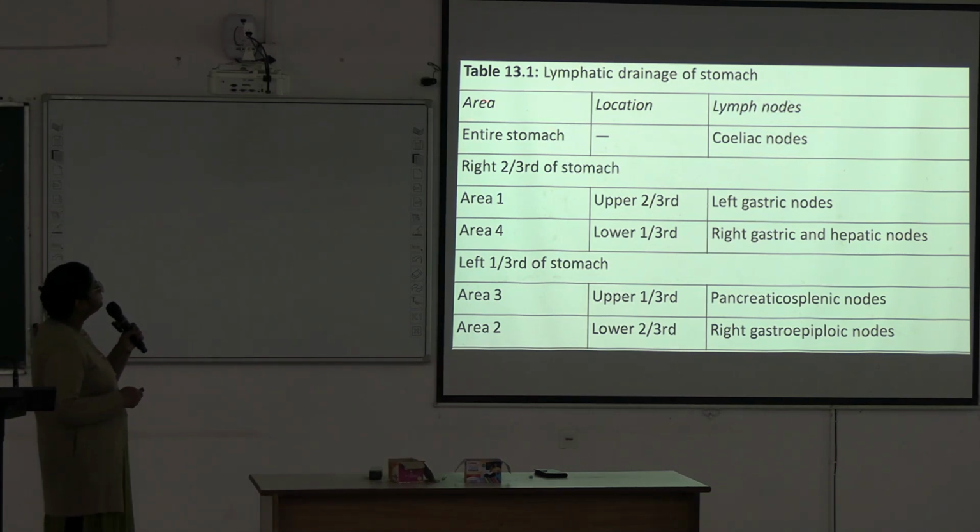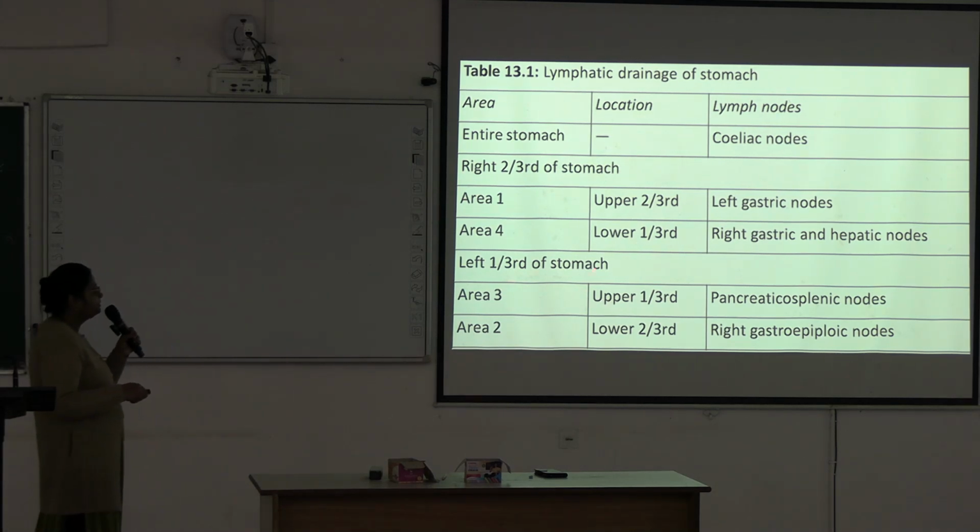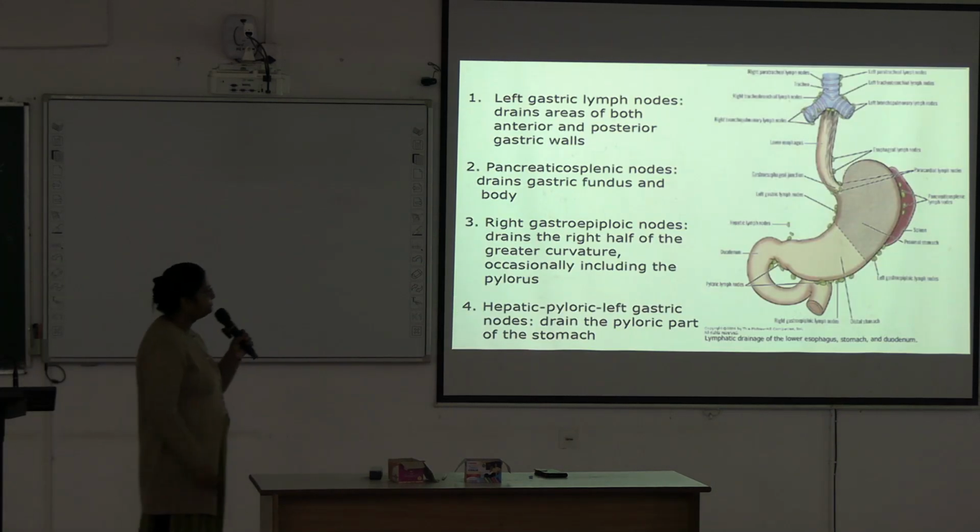Okay, so the entire stomach is draining towards the celiac nodes. Right two third, area 1, upper two third is left gastric node; area 4, lower one third, right gastric and hepatic node; and area 3, upper one third of the left one third of the stomach, pancreaticosplenic; and area 2, lower two third, right gastroepiploic nodes. Next.